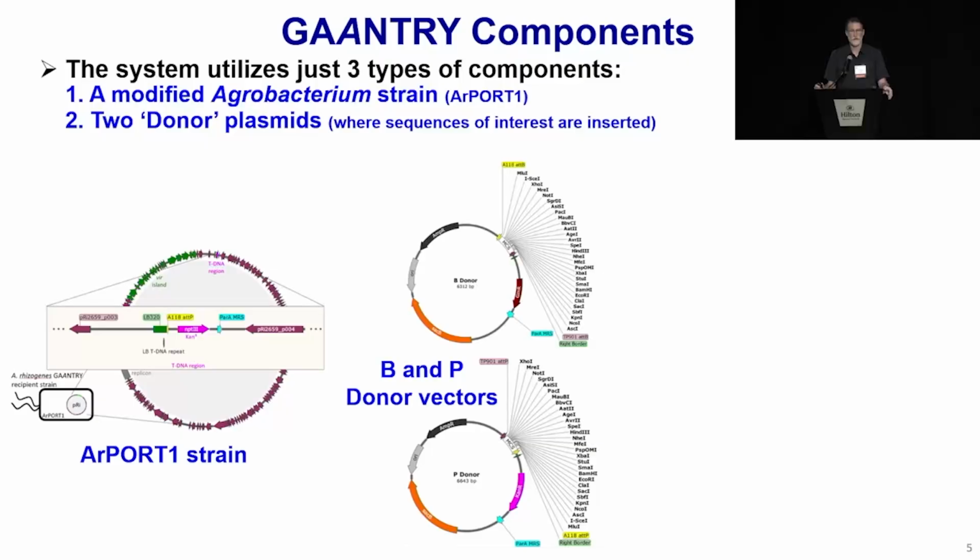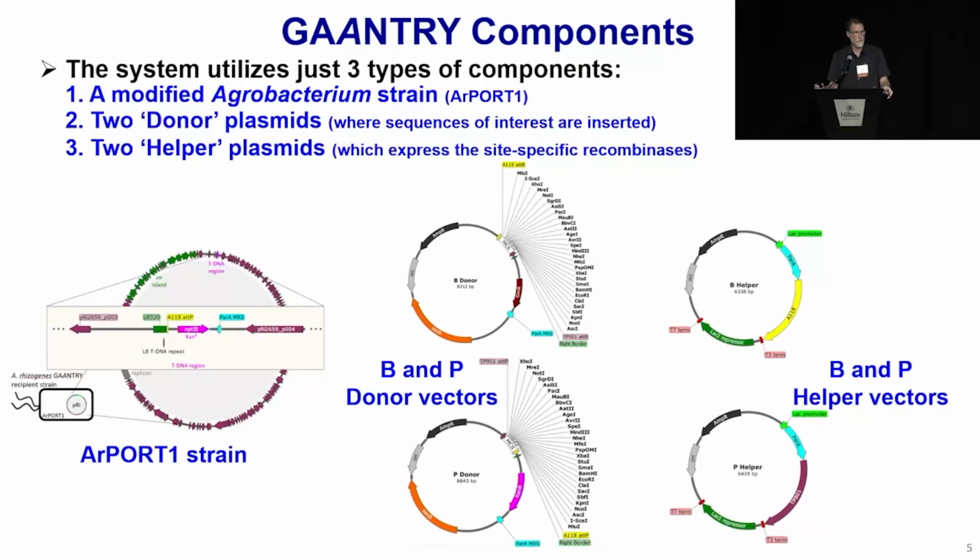The last type of component that's needed for the system are two helper plasmids. We call them helper because in this case, the user doesn't have to modify these plasmids. These two plasmids simply provide the recombinase enzymes for gantry stacking. And they're in another cloning vector that can replicate in E. coli, but they don't contain an origin of replication, so they cannot replicate in Agrobacterium. And I'll tell you more why that's important in a little bit. So you just need these three components: the strain, donor vectors with your cargo sequences, and then the two types of helpers.